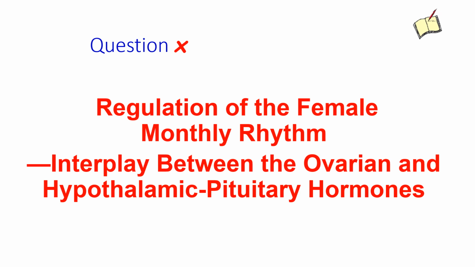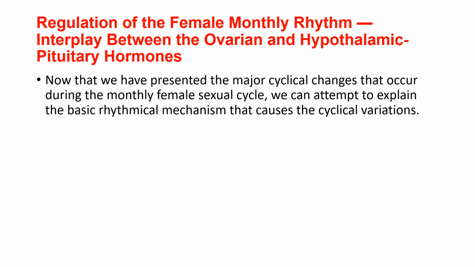Regulation of the female monthly rhythm. Interplay between the ovarian and hypothalamic pituitary hormones. Now that we have presented the major cyclical changes that occur during the monthly female sexual cycle, we can attempt to explain the basic rhythmical mechanism that causes the cyclical variations.